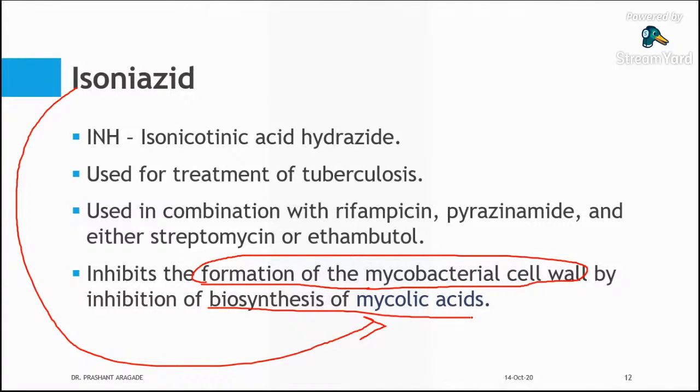ओके. But in a similar way, to form the mycobacterial cell wall, mycolic acid is a very important component. If there is inhibition of its synthesis, it means there is no formation of cell wall. If there is no cell wall, the cell automatically dies. So in this way, this isoniazid drug is useful for killing Mycobacterium tuberculosis, the infectious agent of tuberculosis.